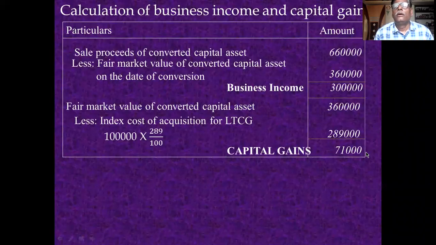This is the calculation of capital gain and business income if any capital asset is converted into stock in trade. This is the way of calculating capital gain and business income. Remember this point. This type of question comes for 5 marks.